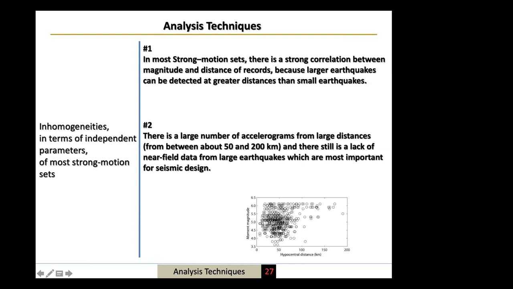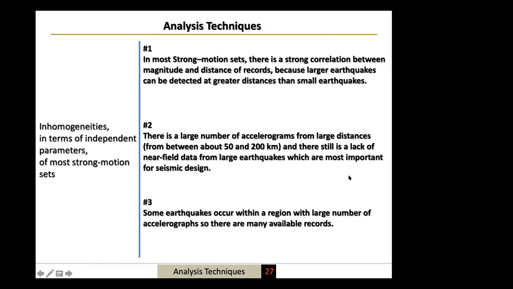The other point is that there is a large number of accelerograms from large distances. For example, you can see that you have too many strong motion records in this area. And there is still a lack of near field data in this region. You see that, for example, at less than 20 kilometers, the number of recordings is quite small. And this is actually the region that is very important for engineering purposes. Near field data is quite important because most of the damage can occur at these distances. So this is another problem.